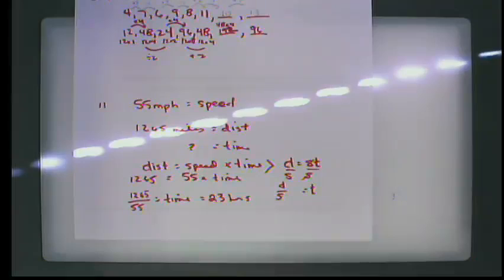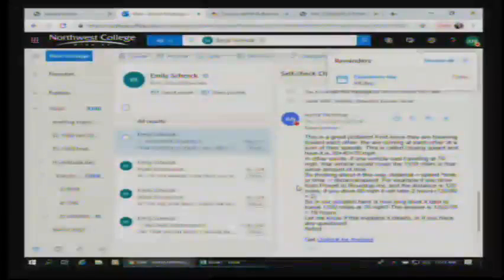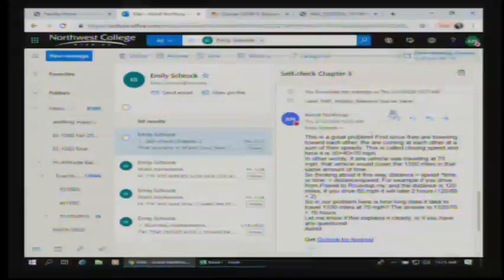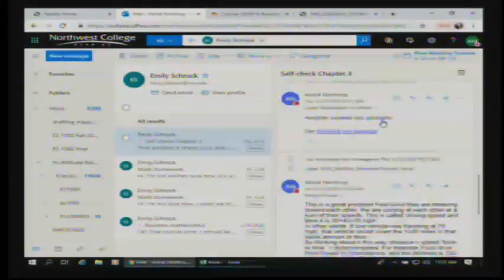So you just divide 1,330 by 70. So if you look in your email, I sent the worked out problem number 12 to you. Okay? Let me make sure I got that.